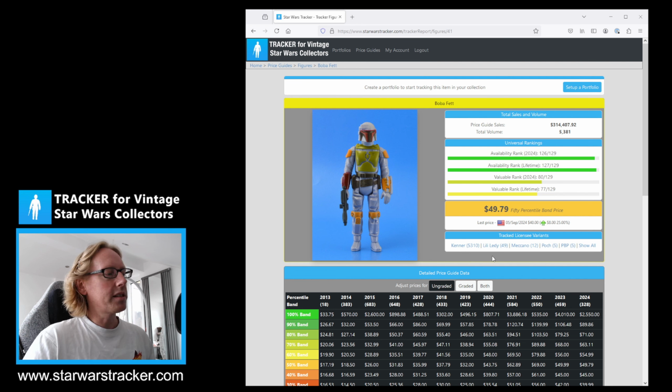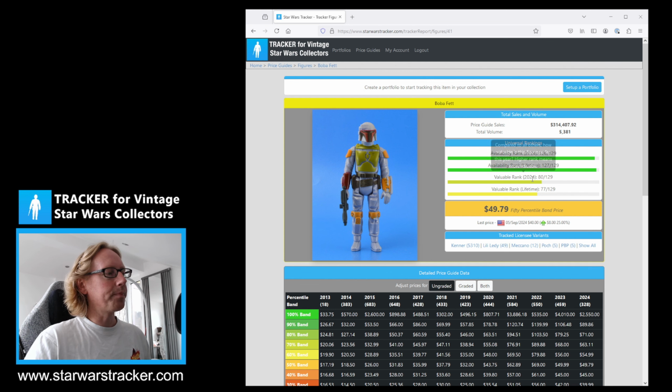The next one across is a Lili Ledy variant, which in this case is rather significant. So a Lili Ledy Boba Fett is quite scarce and sought after, and quite rare. You can see at a glance that I've only recorded 49 instances of them compared to the many thousands of the run-of-the-mill version of Boba Fett. Similarly, the Meccano version of that, there's even less. I've even recorded POC PBP versions of Boba Fett, which have even fewer numbers assigned to them.